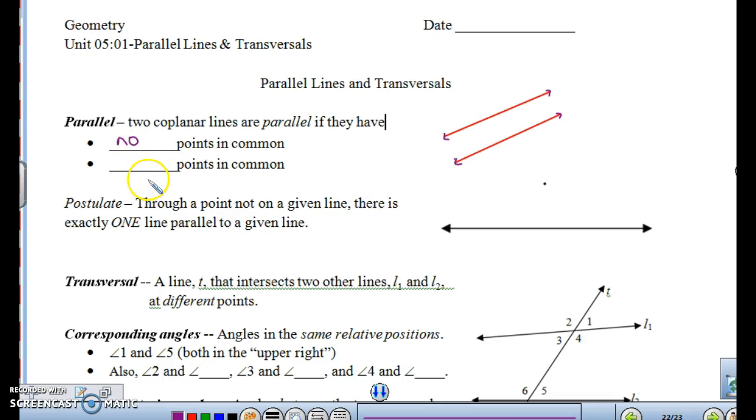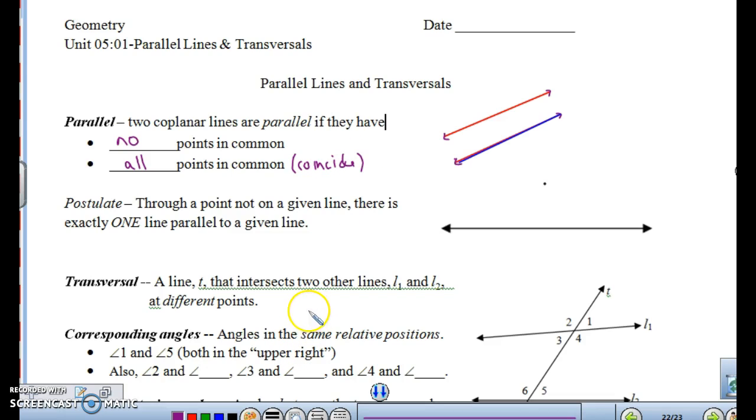Now, you could also be parallel if they have all points in common. If you have one line laying on top of another line, let me do it in a different color here. If I had another line that laid on top of this line, like so, it would be the same line. Those two lines would be parallel because they're actually the same line. So all points in common, the lines coincide. Those two lines would actually be parallel.